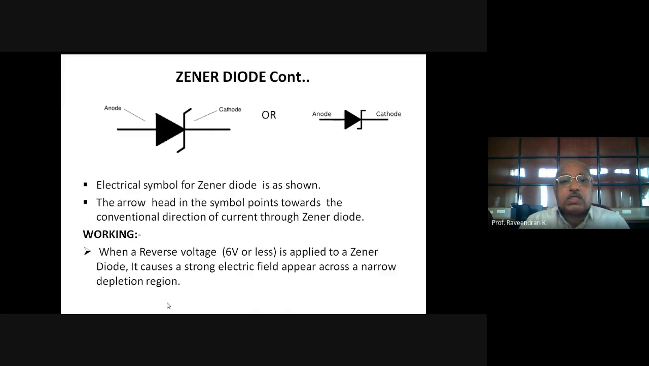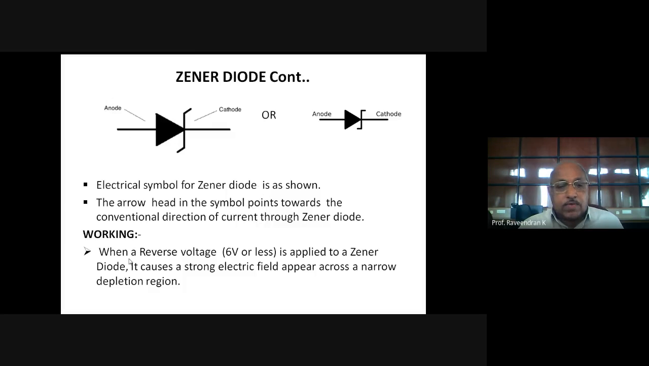Okay, so this is the symbolic representation for the Zener diode. You can symbolically represent it like this. This is the anode and this is the cathode, and it can be represented like this also. Both are correct. The arrowhead in the symbol points towards the conventional direction of current. This arrow is the conventional current flow through the Zener diode.